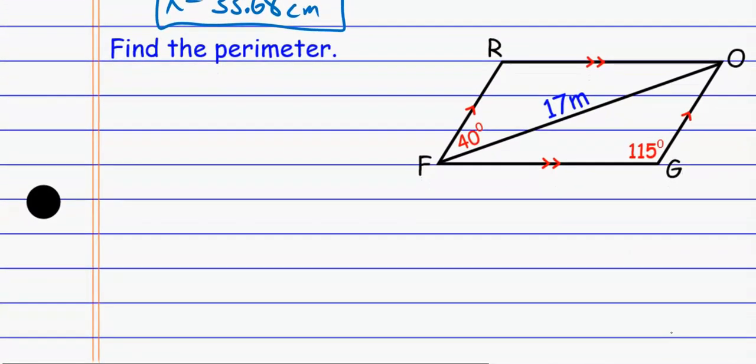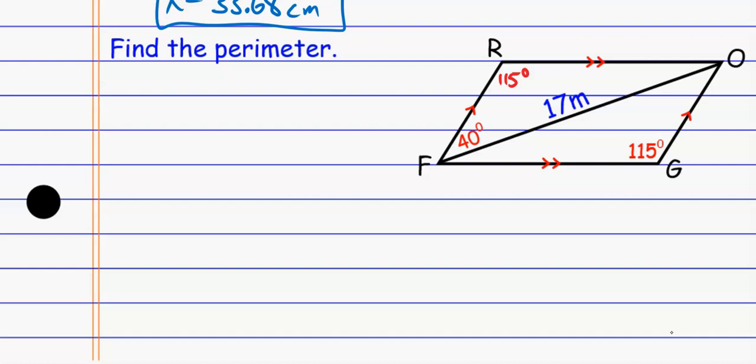If I look at something like this one, it says to find the perimeter. I've got a parallelogram here with one of the diagonals drawn. In order to find the perimeter, I just need to find the length of each of these sides. The first thing I should look at is, since it's a parallelogram, I can find some of these missing angles. This one has to be 115 degrees. Remember, in a parallelogram, the opposite angles are congruent.